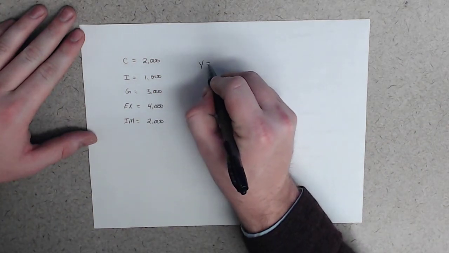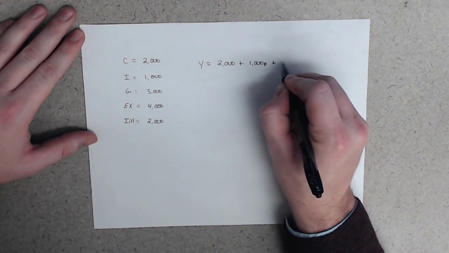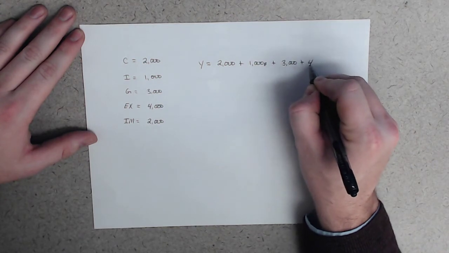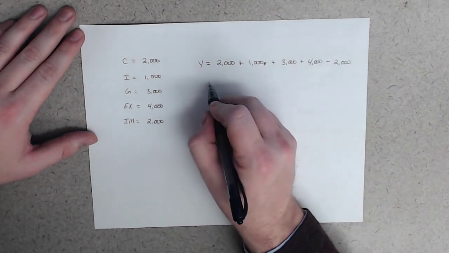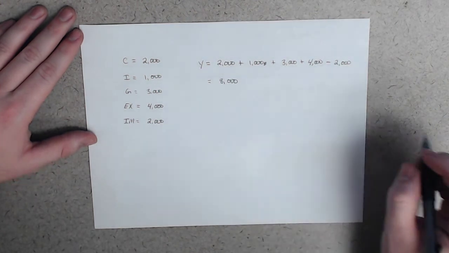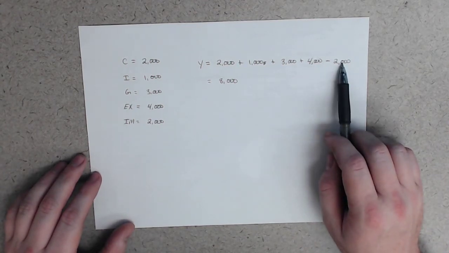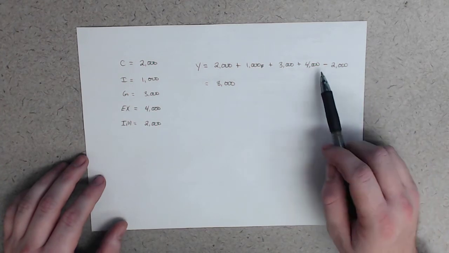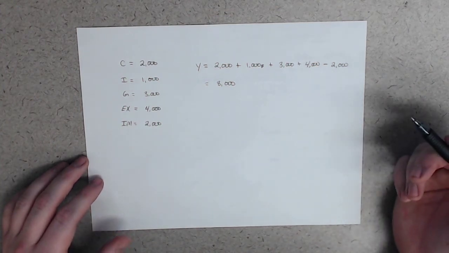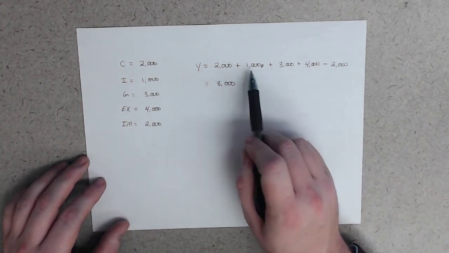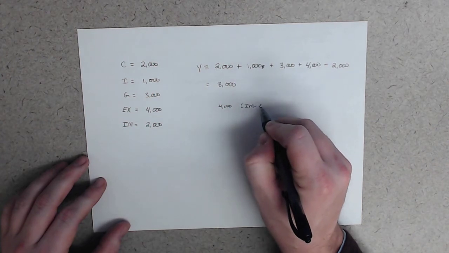So therefore, Y is equal to 2,000 plus 1,000 plus 3,000 plus 4,000, because we add the exports, minus 2,000, and that is equal to 8,000. Okay, so one of the tricks that I will do is I will flip these around. Maybe on multiple choice exams, for example, I'll say imports minus exports. Then instead of getting a plus 2,000, you get a minus 2,000, and you would end up with 4,000. This is what you get if you do imports minus exports.